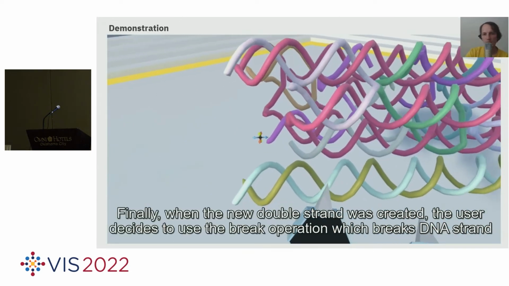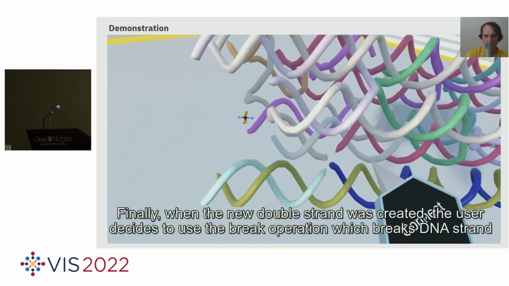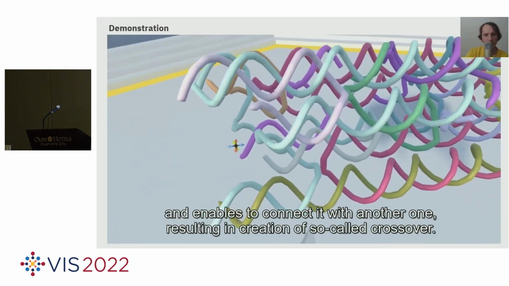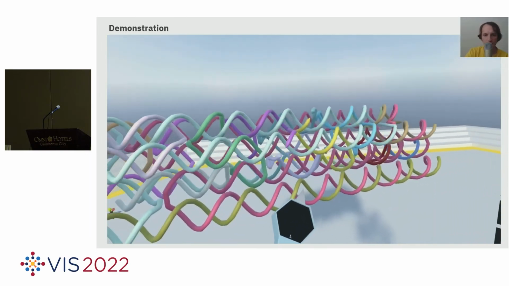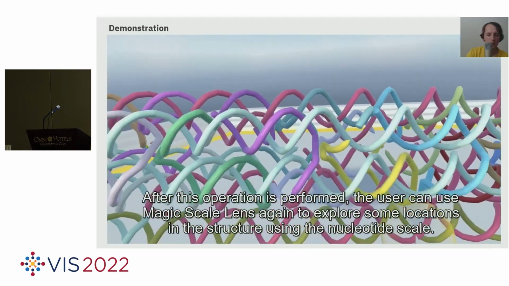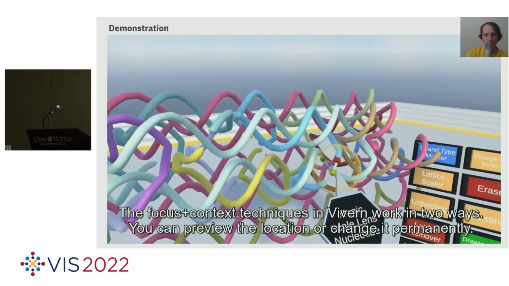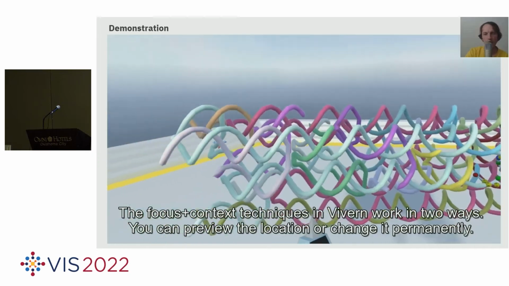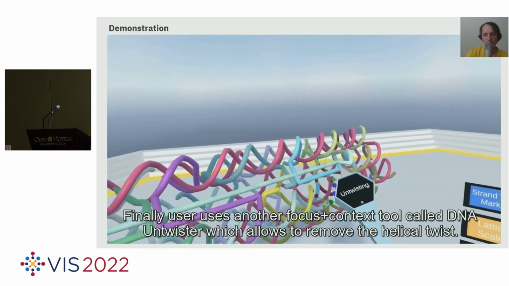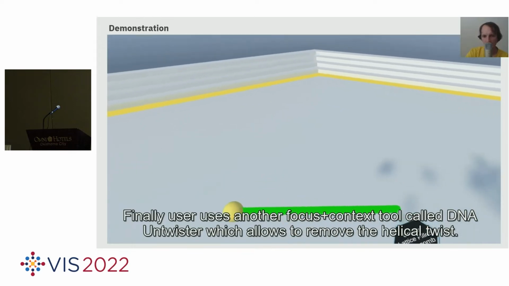Finally, when the new double strand was created, the user decides to use the break operation, which basically breaks a DNA strand and enables to connect it with another one, resulting in a creation of so-called crossover. After this operation is performed, the user can use Magic Scale Lens again to explore some locations in the structure using the nucleotide scale. The focus plus context techniques in Vivern work in two ways. You can either preview the location or change it permanently. Finally, the user uses another focus plus context tool called DNA Untwister, which allows to remove the helical twist.